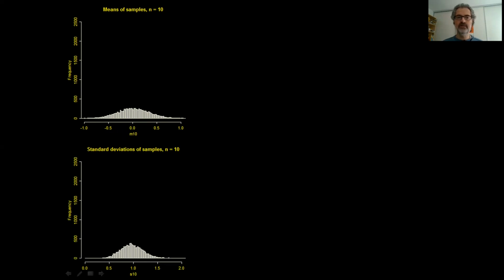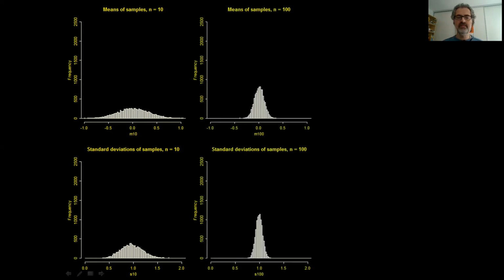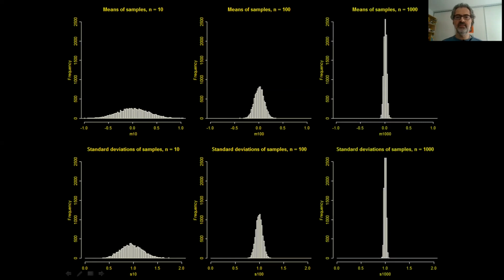What about the larger samples? These are the means and standard deviations of samples of size 100. These are the means, and these are the standard deviations. And these are the means and standard deviations for samples of size 1000. Remember, these are histograms of statistics. They're not histograms of your measurements or of the data. They're not histograms of any sample data. They're histograms of means on the top row and histograms of standard deviations on the bottom row.